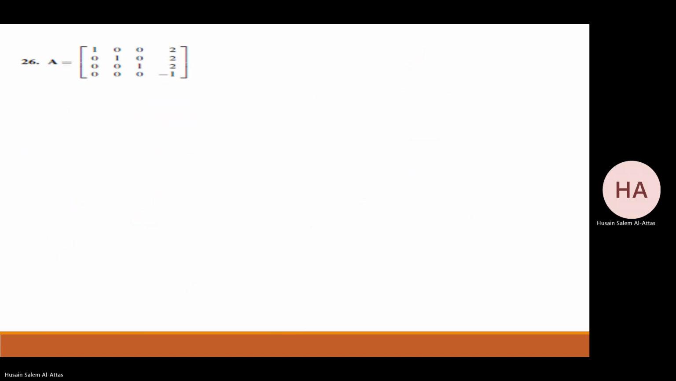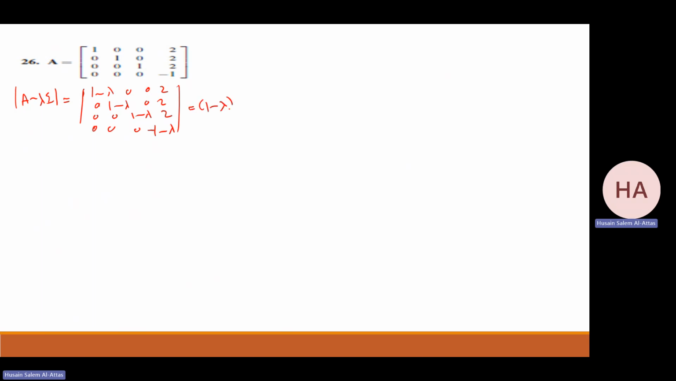Next one. We'll do A minus lambda I. That will be 1 minus lambda, 0, 0, 2, 0, 1 minus lambda, 0, 2, 0, 0, 1 minus lambda, 2, 0, 0, 0, minus 1 minus lambda, which is very clear. The determinant is 1 minus lambda cubed times minus 1 minus lambda equals 0. So the eigenvalues are 1, 1, 1, and minus 1.